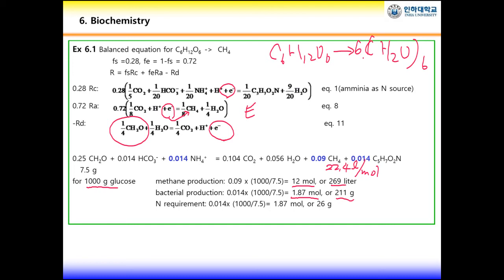And to make this reaction proceed, you have to add nitrogen, and the nitrogen requirement is about 1.878 moles, or 26 grams of ammonia nitrogen. Okay, I think it's pretty simple. Then we'll do the exercise for the different reactions.